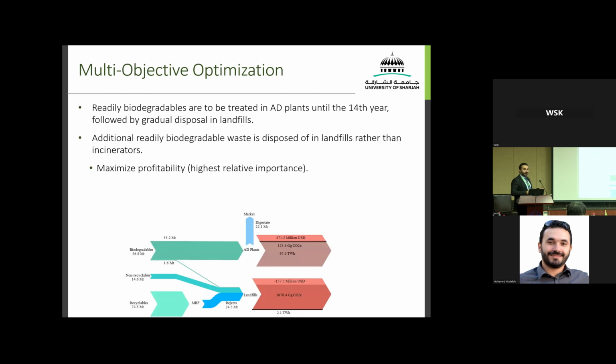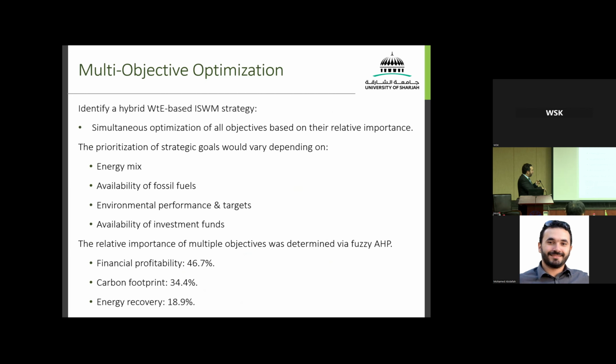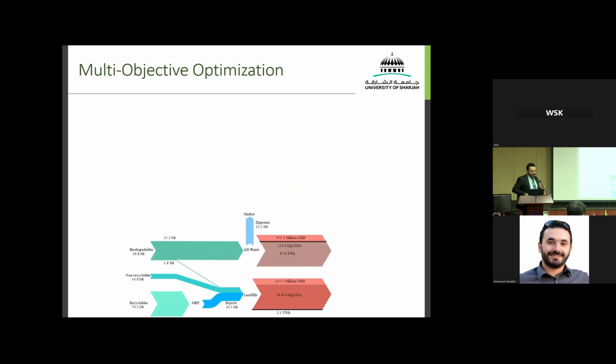And we, as our friend Daniel said, voila, the proposal was to actually send the biodegradables to anaerobic digestion plants. The good thing about this algorithm is that it actually looks at the years of the assessment. So it would tell you that, for example, after 14 years, you have to have the extra readily biodegradables sent to the landfill. Again, this is not lovely environmentally, but as I said, environmental importance had one of the lowest weights, only 34%, and financial profitability is 46%.